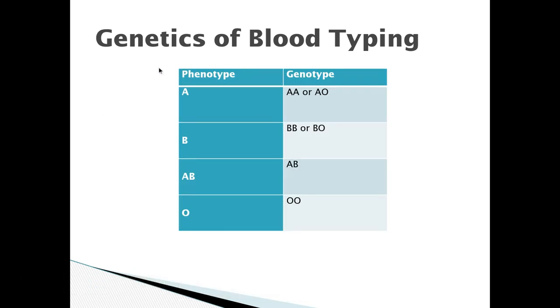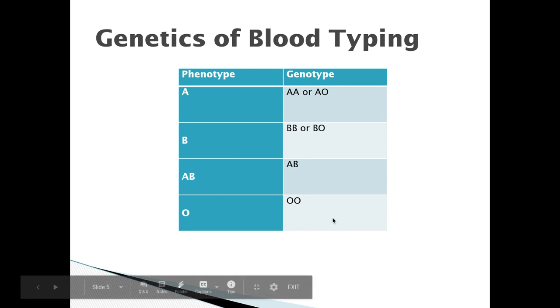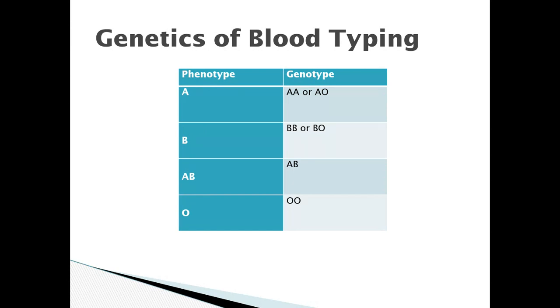So when we look at phenotype and genotype, genotype is your genetic expression, phenotype is your physical expression. So if you have A blood, this is your phenotype, you could either be AA or AO. If you have B blood, you would be BB or BO. With AB blood, your genotype would be AB, and with O blood, your genotype would be OO. So when we solve genetic problems, you use the genotype to help you figure out the probability of the phenotypes of the offspring using Punnett squares.